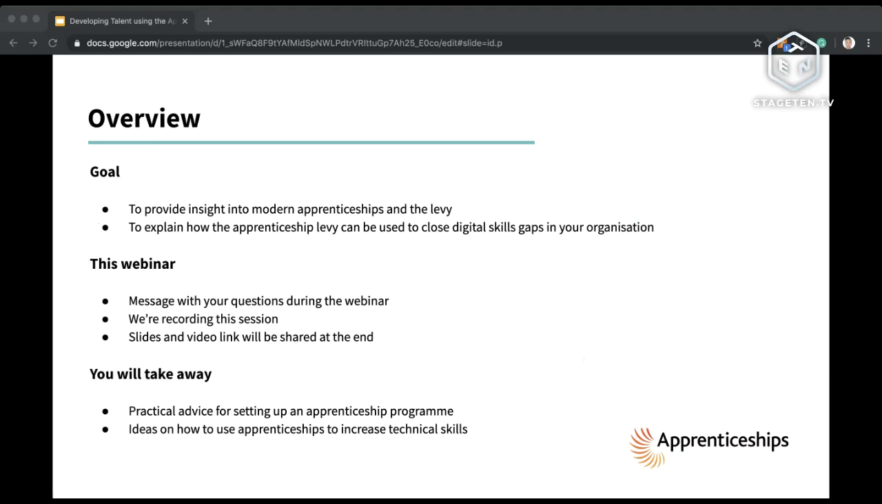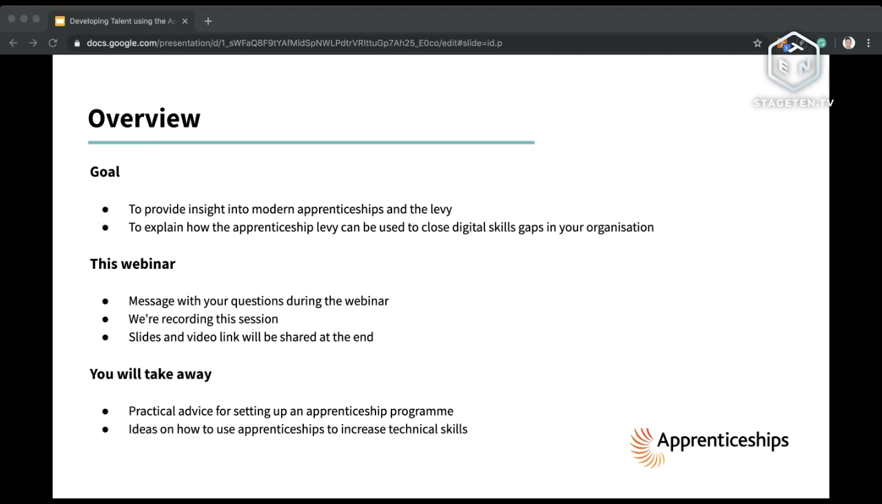As I said, the goal for today is to provide insight into modern apprenticeships as they are today in England specifically. Apprenticeships and the Apprenticeship Levy are a devolved policy. So if you need to know about Scotland or Wales, please drop me a message after this webinar and I'll be able to point you in the right direction.